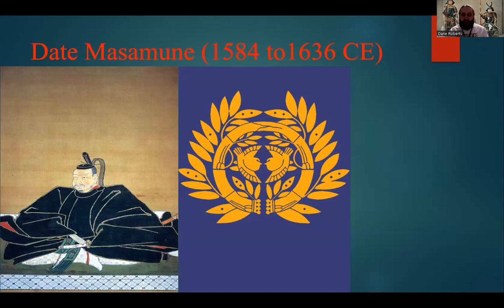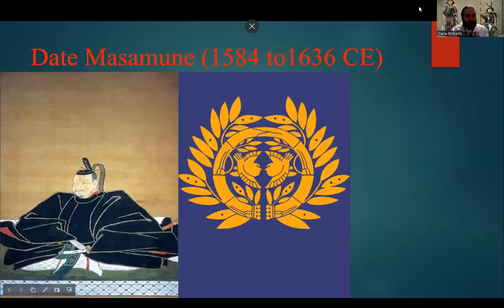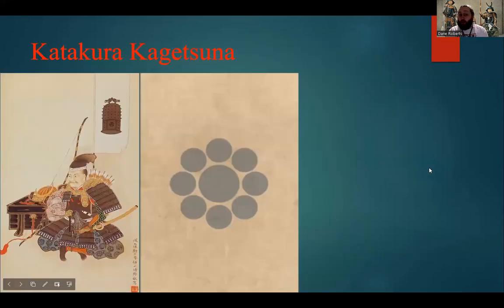Concurrently with the conquests of Oda Nobunaga, there was another daimyo who was on the rise, who had not been on the rise in earlier years, but was now on the rise, and that was Date Masamune of the Date clan, along with his very trusted general Katakura Kagasuna, also known as Katakura Kojiro of the Katakura clan.